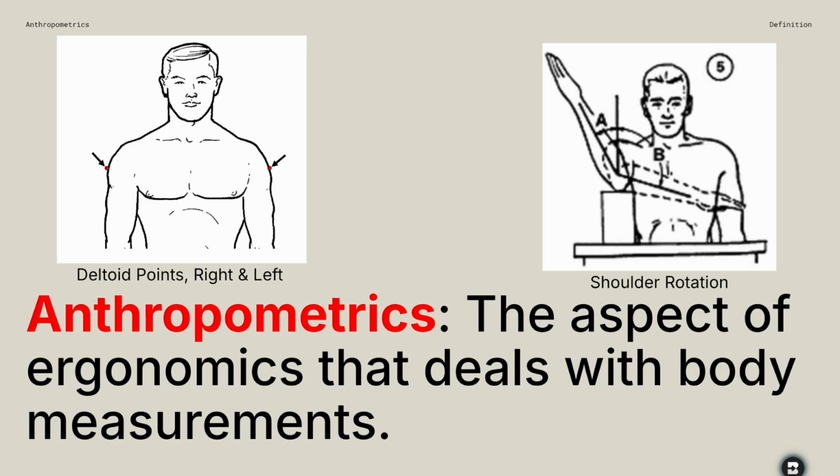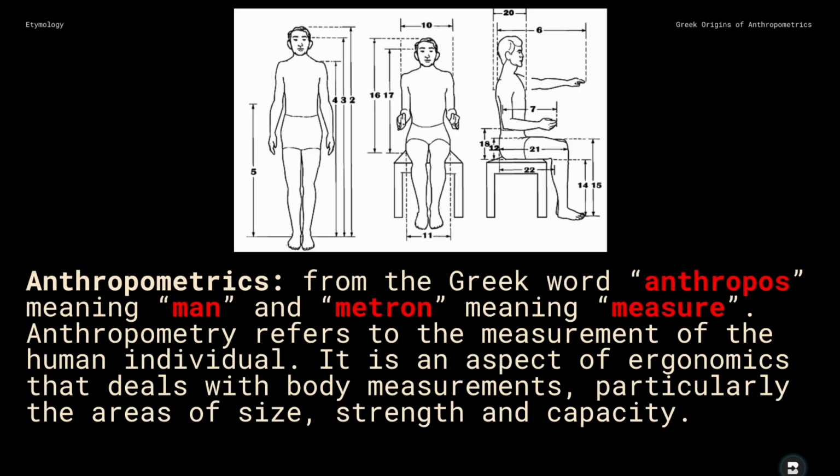And we're going to be focusing in this lecture on anthropometrics, and this is the aspect of ergonomics that deals with body measurements. Anthropometrics is from the Greek word anthropos, meaning man, and metron, meaning measure, and anthropometry refers to the measurement of human individuals. It is the aspect of ergonomics that deals with body measurements, particularly in the areas of size, strength, and capacity.